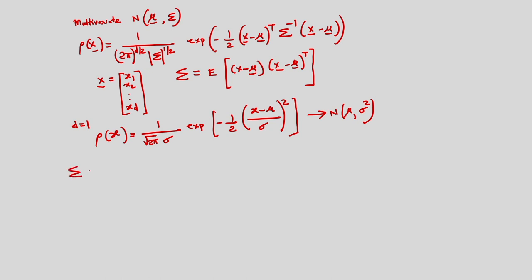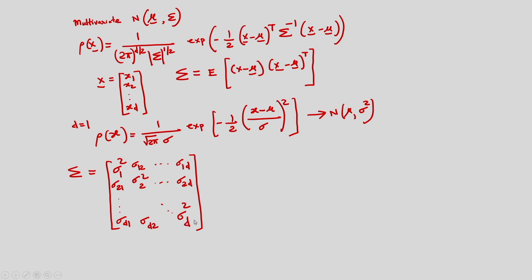And yesterday, in the last class, I have shown the nature of the covariance matrix. The covariance matrix is like this: sigma 1 square, sigma 2 square, like this. I have the diagonal elements like this. And what are the off-diagonal elements? Sigma 1 2, sigma 1 d, sigma 2 1, sigma 2 d, sigma d 1, sigma d 2, like this. So this is the covariance matrix. The diagonal elements are the variances of the respective x i, and the off-diagonal elements are the covariance between x i and x j.